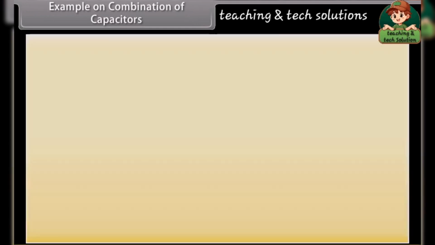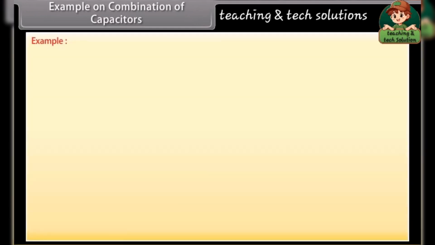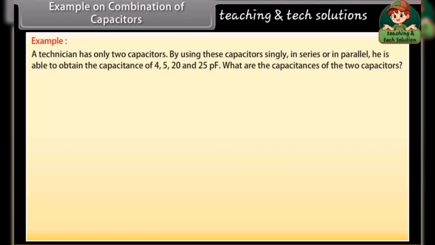Example on combination of capacitors. Let's take an example on combination of capacitors. A technician has only two capacitors. By using these capacitors singly, in series or in parallel, he is able to obtain the capacitance of 4, 5, 20 and 25 picofarad. What are the capacitances of the two capacitors?